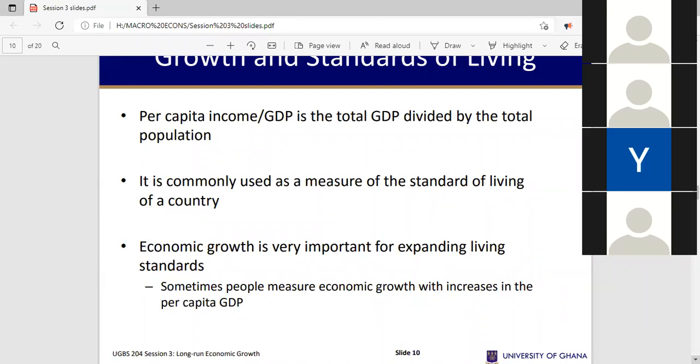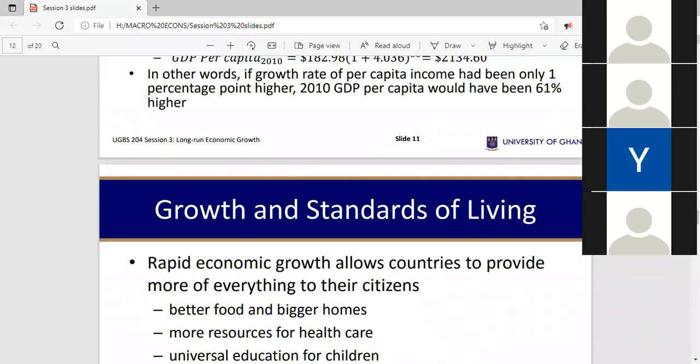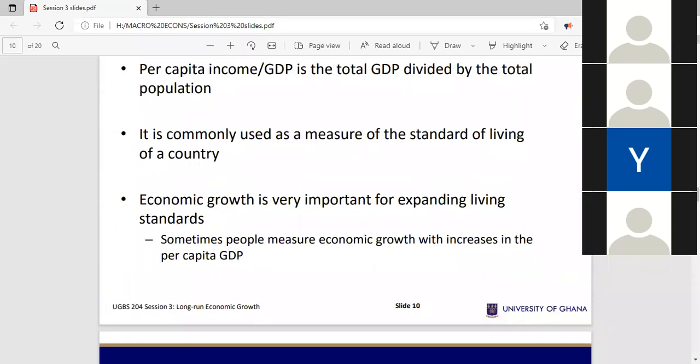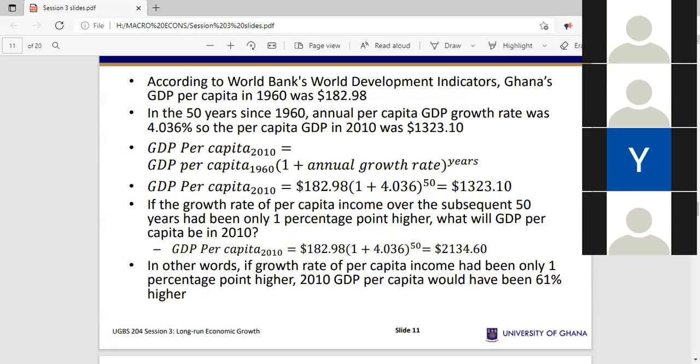Okay, so that's the first thing we have to also know. The second thing is, economic growth improves our standard of living. Now let's look at this. It's just basic mathematics here, okay? Don't get confused. It's basic.